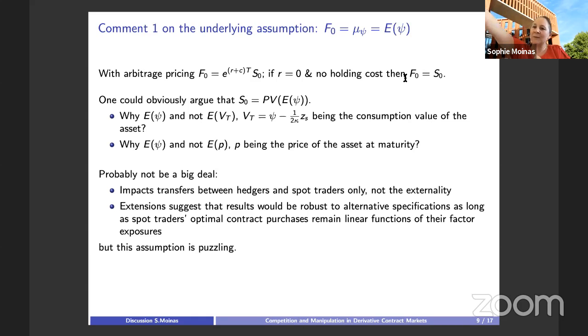Is it the present value of the expected payoff of the expected risk? Is it the expected value of the consumption value? Is it the expected value of the price? So there is some necessary discussion here. It's not a big deal, but it's puzzling, okay?